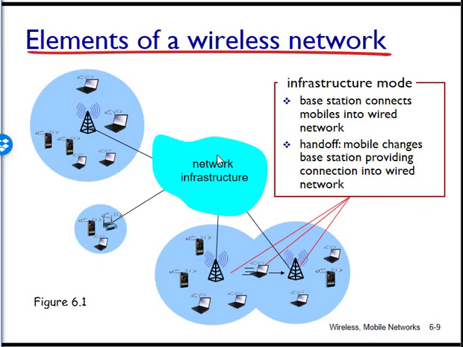When a mobile host moves beyond the range of one base station and into the range of another, it will change its point of attachment into the larger network. That means that it changes the base station with which it associates. This process is referred to as handoff.